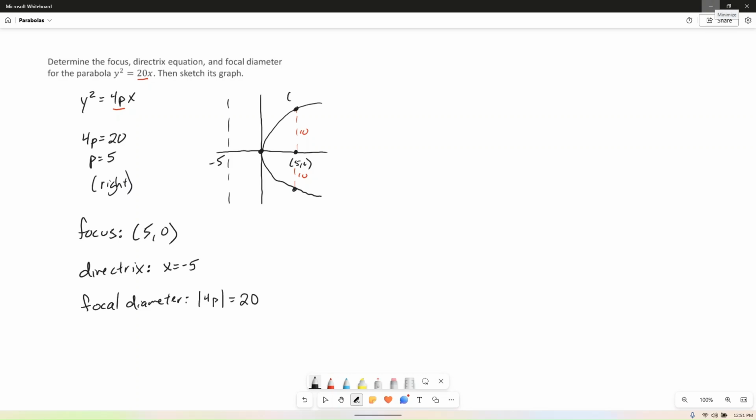So we could actually figure out where these points are on the graph. The one above the focus would be at (5, 10), because again, that's 10 units above the focus. And the coordinate below would be at (5, negative 10), because again, that's 10 units down from the focus. And the distance from (5, 10) to (5, negative 10) is a distance of 20, which is what our focal diameter is supposed to be.